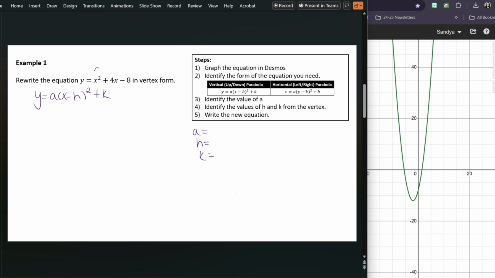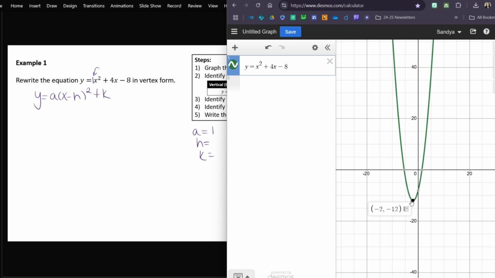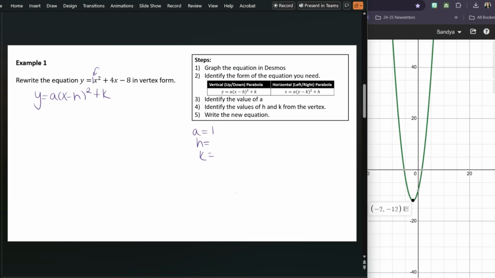So a is the coefficient of x squared. If there's no coefficient written, remember that means there's an implied 1. So a is equal to 1. Now I'm going to click on the vertex in Desmos so that it gives me the coordinates, which are -2 and -12. So that means h is going to be -2 and k is going to be -12. Now I just need to plug everything into this equation. So I have y equals 1 times (x minus -2) squared plus -12.